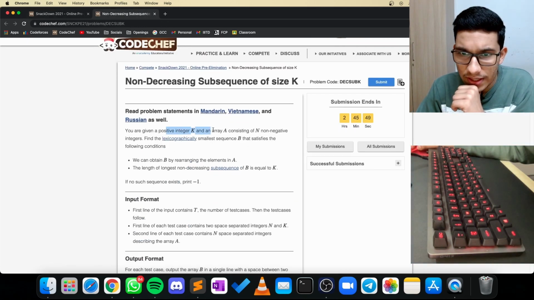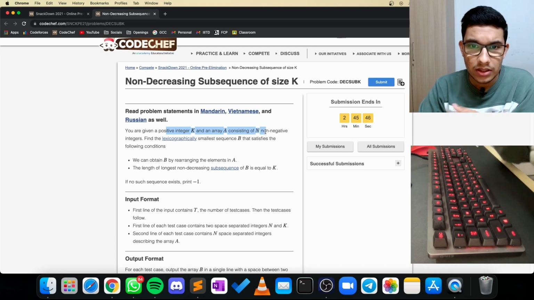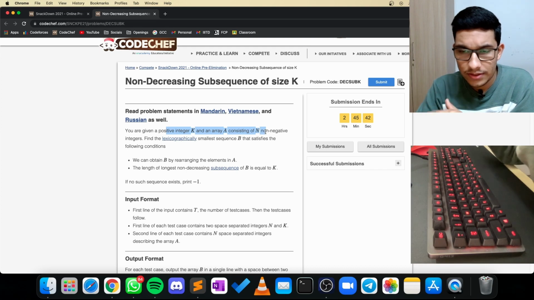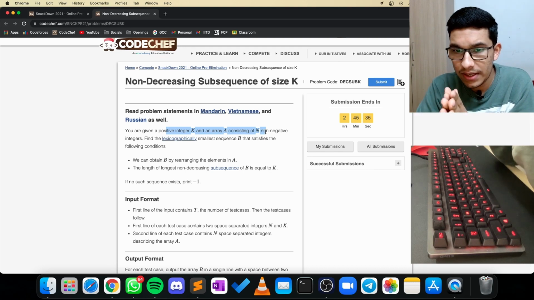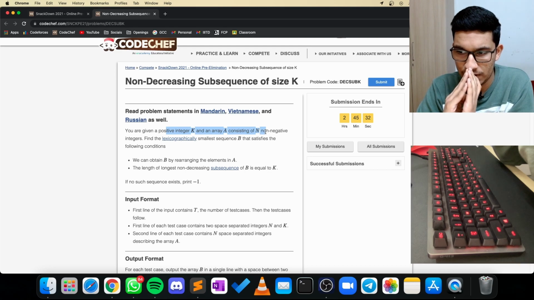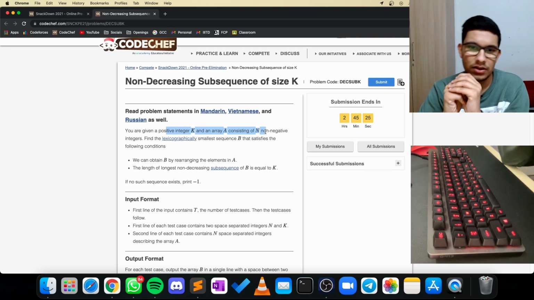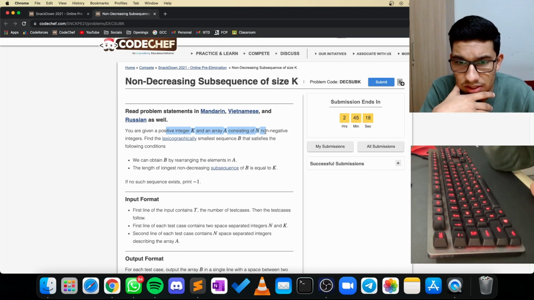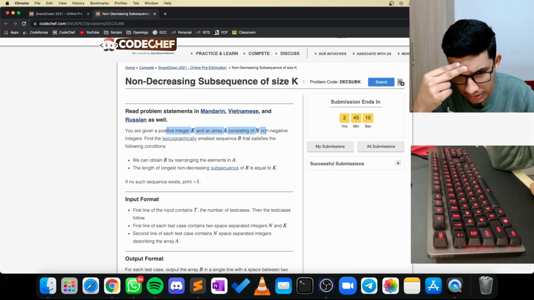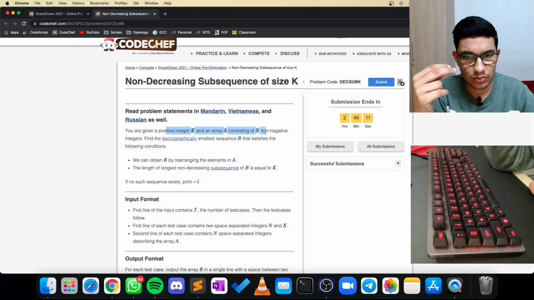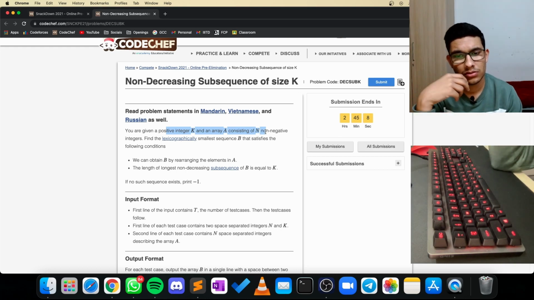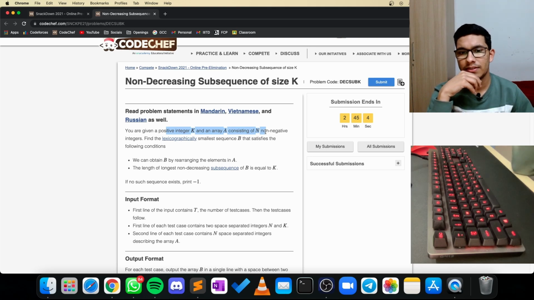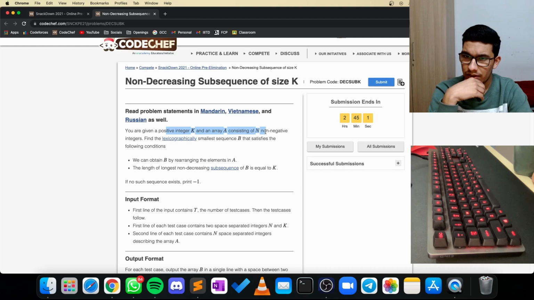You're given a positive integer k and an array A consisting of n non-negative integers. Find the lexicographically smallest subsequence B that satisfies the following condition. We can obtain B by rearranging the elements in A. Okay, so ideally what we are saying is that just pick up any elements, arrange them however you like. Right, the length of the longest non-decreasing subsequence of B is equal to k. Length of non-decreasing subsequence. Okay, almost like length of increasing subsequence. Right, that should be equal to k.